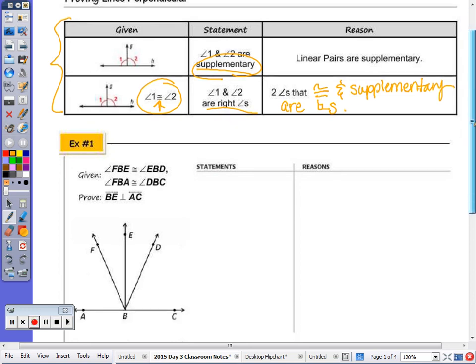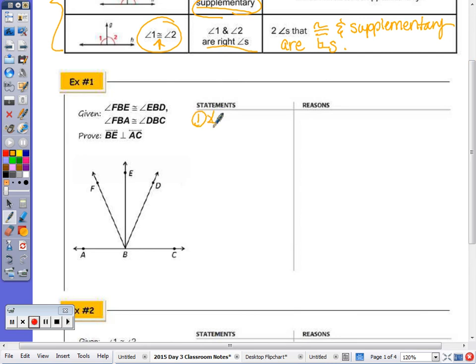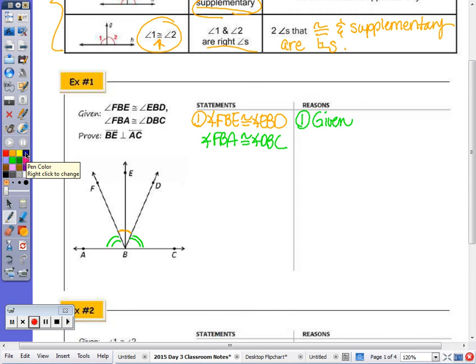So let's go ahead and write our givens in. Unfortunately, we're referring to angles with vertices and not numbers, so it's just a little bit more writing. And as I write it, I'm going to mark it. So FBE is congruent to EBD. FBA right here is congruent to DBC right here, and that's given. So these two statements don't provide me with another statement and reason right off the bat like a bisector would. If I know I have a bisector, I have two congruent angles. So the question is, what do we do with these two pairs of congruent angles?